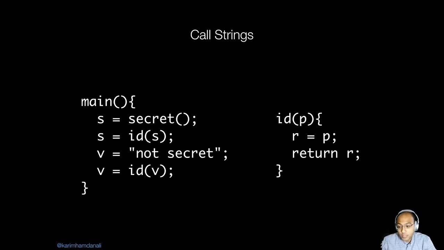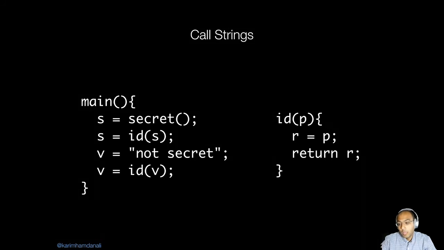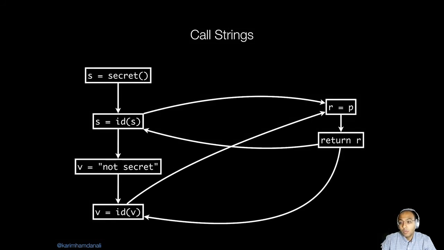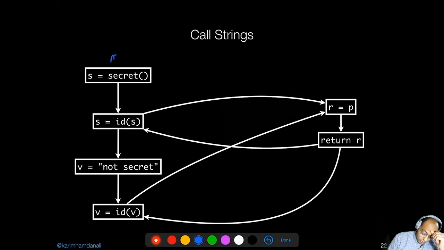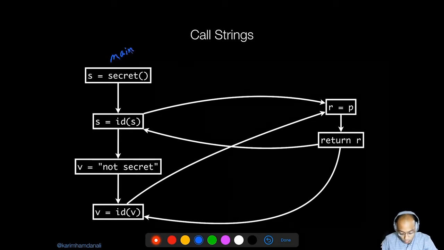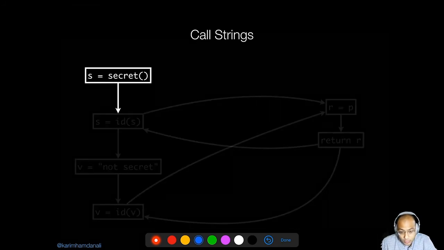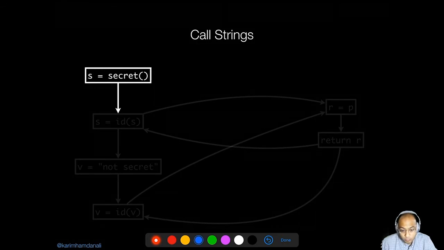The goal here is that we want to know how we can differentiate between these call sites. If we create the inter-procedural control flow graph for this program, we're going to have our main method on the left-hand side and our ID method on the right-hand side. And the program is going to follow this. First we have s equals secret. In the inter-procedural control flow graph, there's only one outgoing edge. We're going to go to ID.